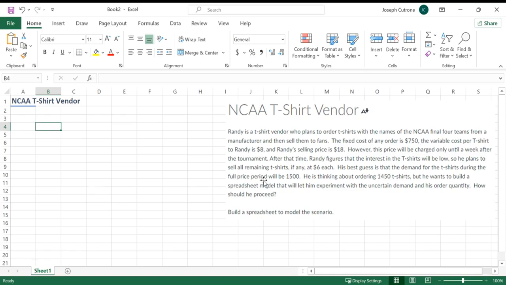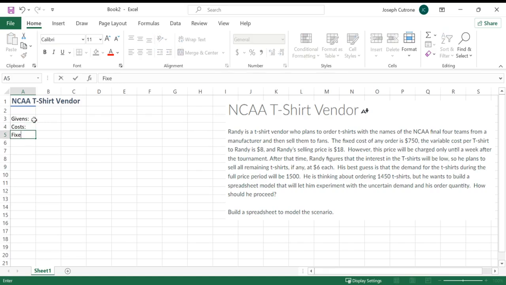All right, so assuming you read the problem, here we go. The first thing I like to do is write down the givens. What is it that I'm being told? And then what is it that I need to figure out? Randy, the t-shirt vendor, is going to order t-shirts with the names of these teams, and I have some costs associated to those orders. So I'm going to call them manufacturing, and I have a fixed cost. So let's write down our costs here.